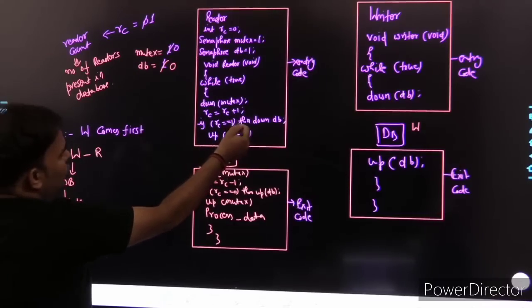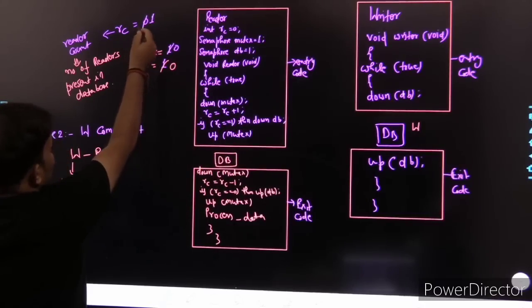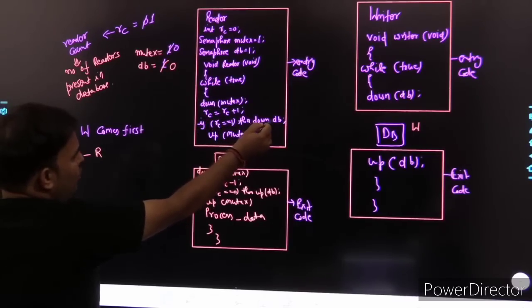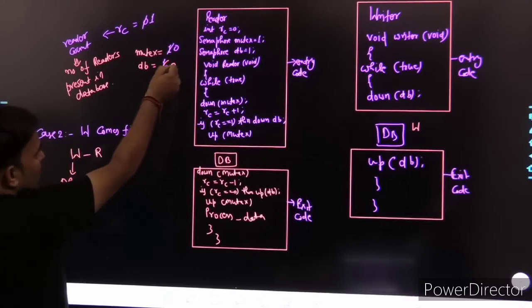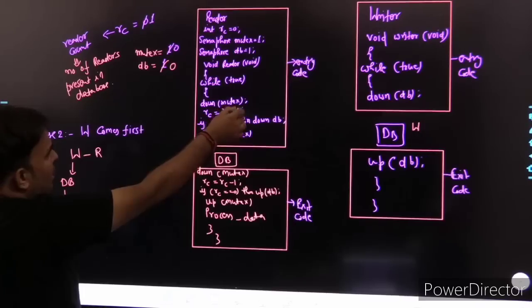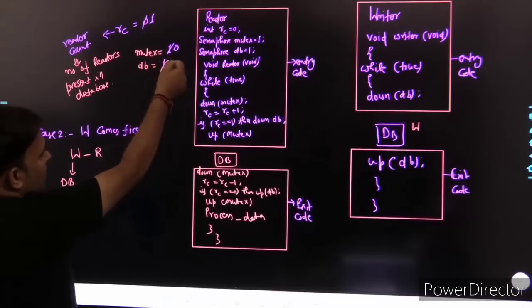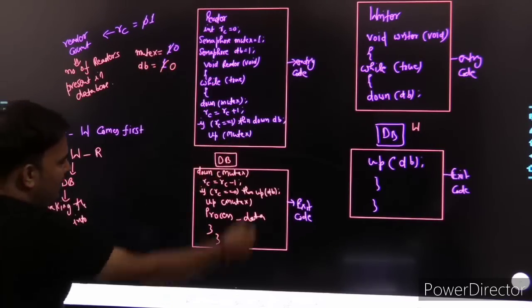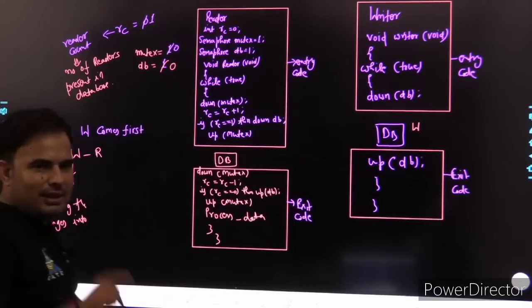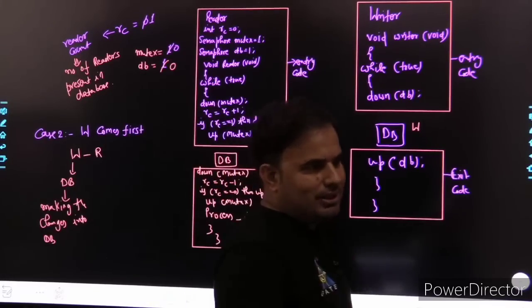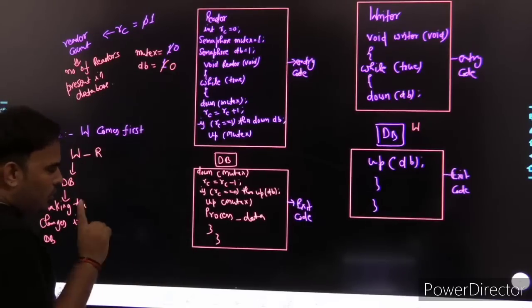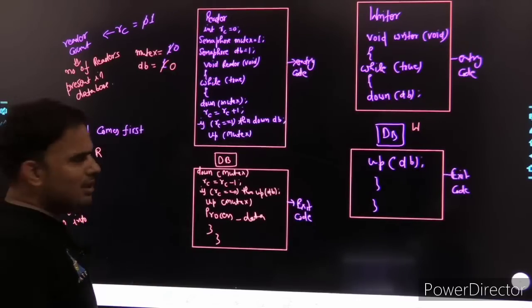If RC equals 1, yes, RC equals 1, then down of db. But we cannot perform the down operation here, because db is already 0. So the reader is not able to perform the down operation on db. It means it is not able to enter into the critical section when a writer is present inside the critical section and making changes into the database. Then the reader cannot come into the database at the same time.